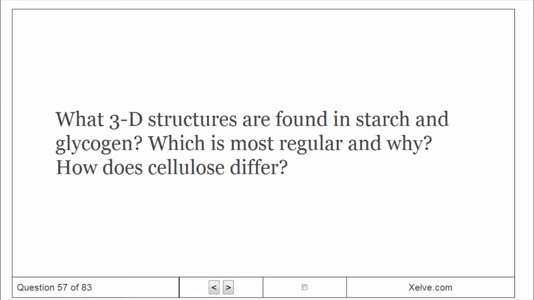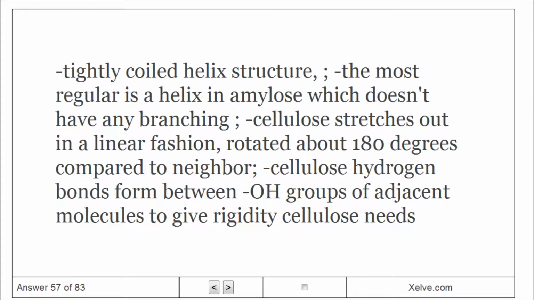What 3D structures are found in starch and glycogen? Which is most regular and why? How does cellulose differ? Tightly coiled helix structure. The most regular is the helix in amylose, which doesn't have any branching. Cellulose stretches out in a linear fashion, rotated about 180 degrees compared to its neighbor. Cellulose hydrogen bonds form between OH groups of adjacent molecules to give rigidity.